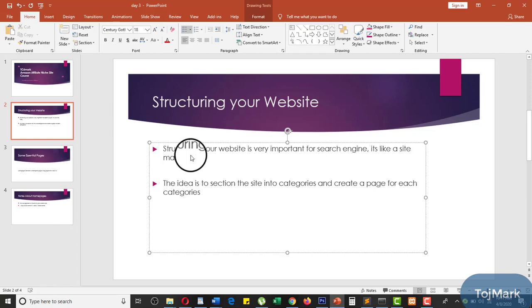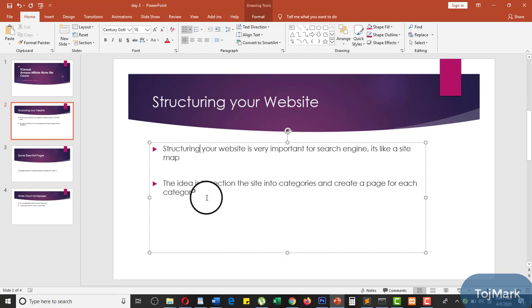If you look at, I think, the previous video that I talked about the keyword research and the competition research, you will understand that I mentioned something about categories, that you will split the categories of your website into maybe two or three. Here we expatiate more on it so you can understand it. Okay. The idea is to section the site into categories and create a page for each category.